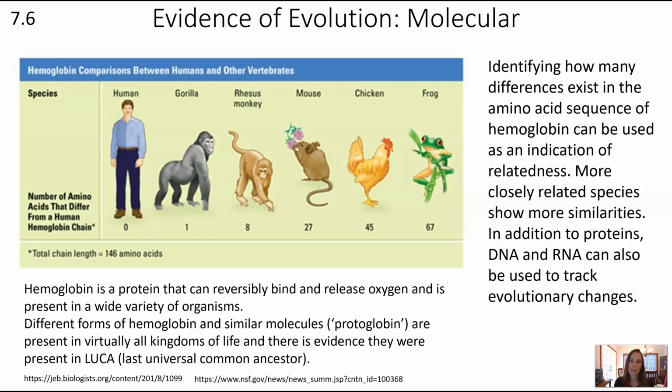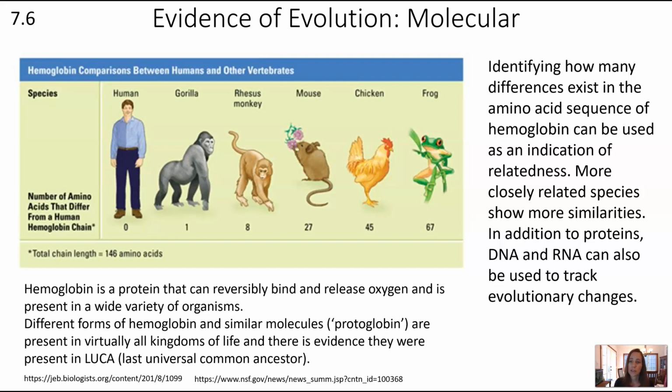And actually, there's some evidence that similar molecules to hemoglobin go all the way back to the last universal common ancestor. But a more general takeaway is that identifying how many differences exist in an amino acid sequence of a protein can be used as an indication of relatedness. And it shows that evolution happened over time, that change happened over generations.